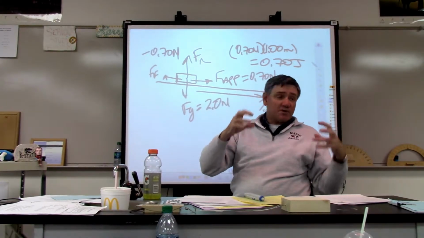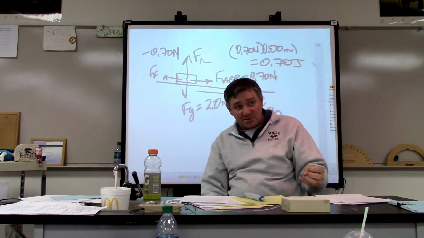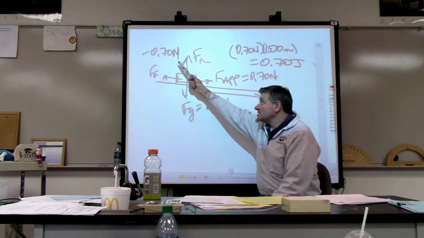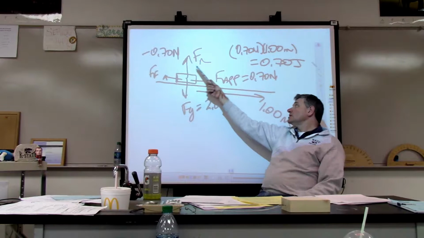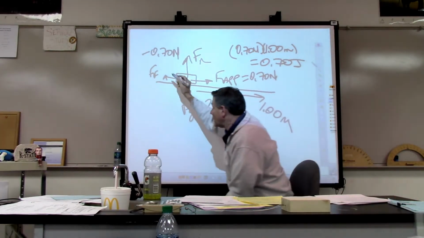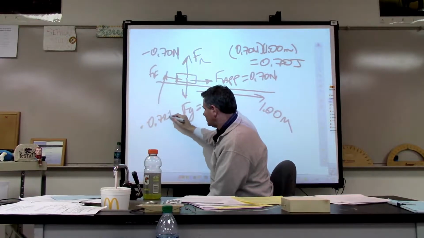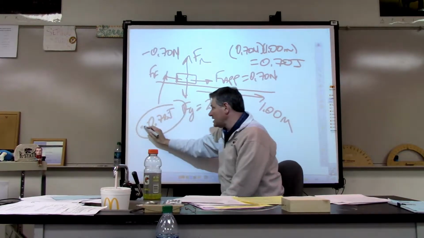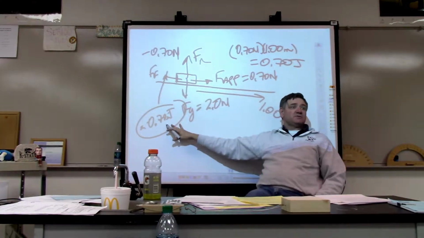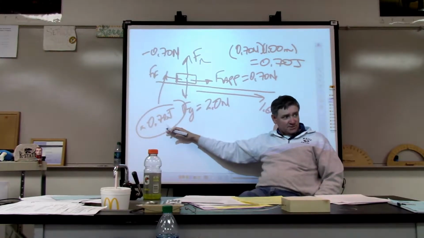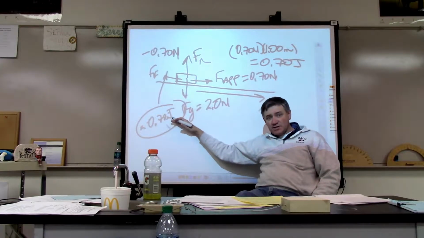So if you look at the work done in overcoming friction, simple idea. The work done overcoming friction, that's negative 0.7 newtons. I multiply that by 1, I get negative 0.70 joules. What the negative 0.70 joules represents is the work that I have done in overcoming friction. And that's how much heat is going to be generated.